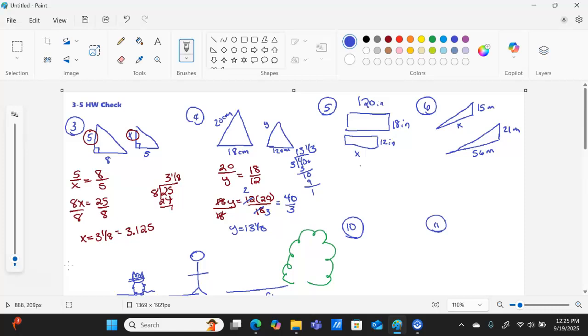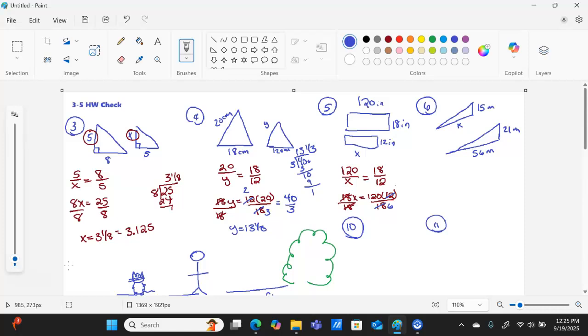And then on this one, the 120, let me change colors so you can see it a little better. The 120 and the x are both the length, 18 and 12. So we have 18x equals 120 times 12. Again, leaving that separated because I see that 18 and 12 are both divisible by 3. That would give me 6.